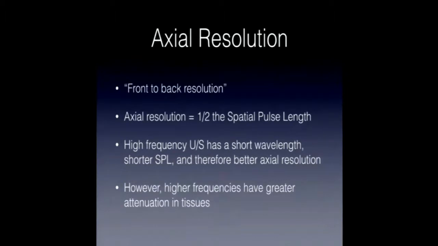So in that case, if you want to do an interscalene block and the nerves are very close to the surface, then you're going to select a higher frequency probe. So that's sort of where some of that decision-making comes from.